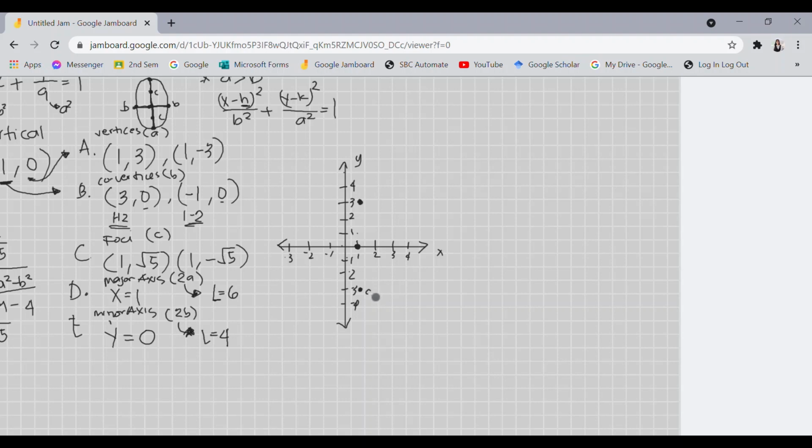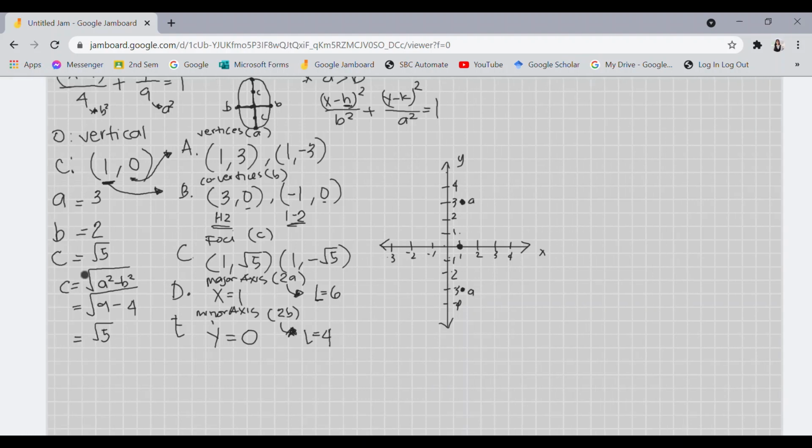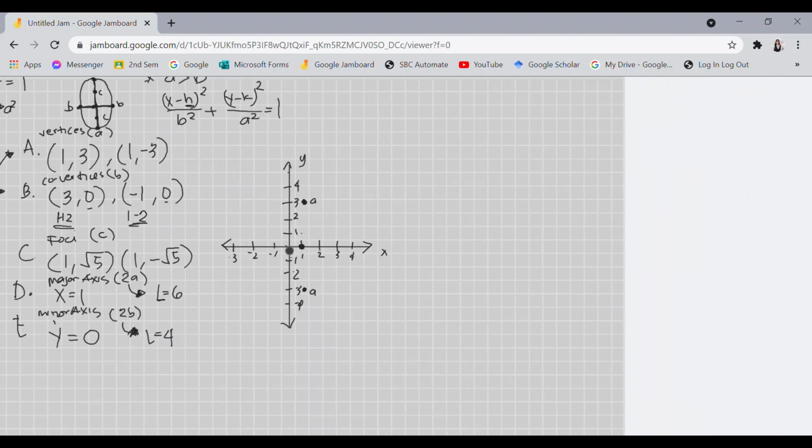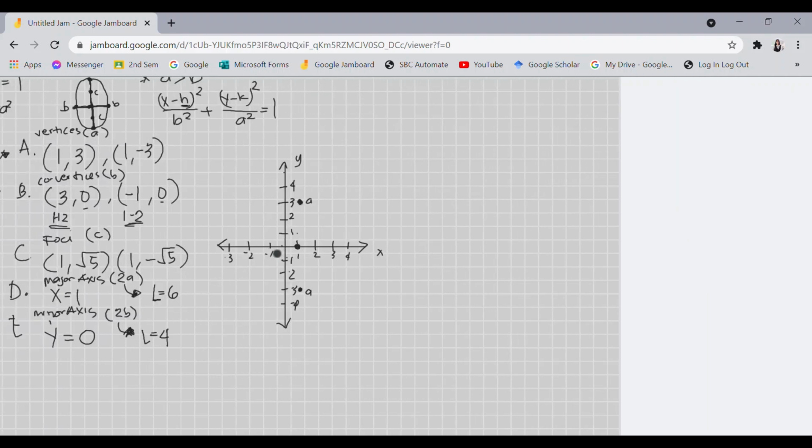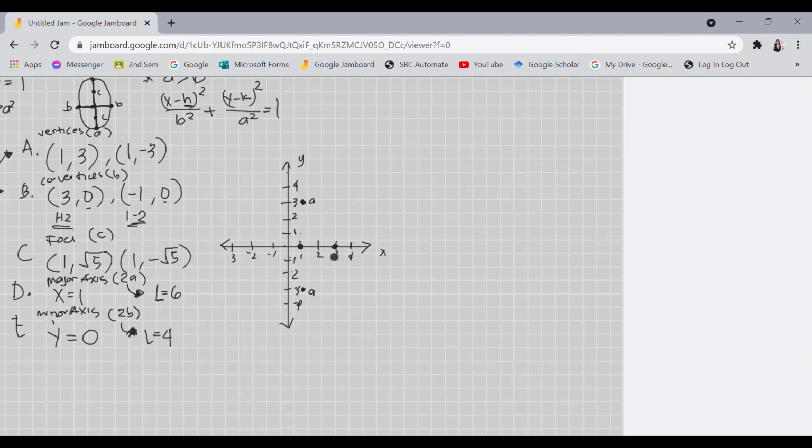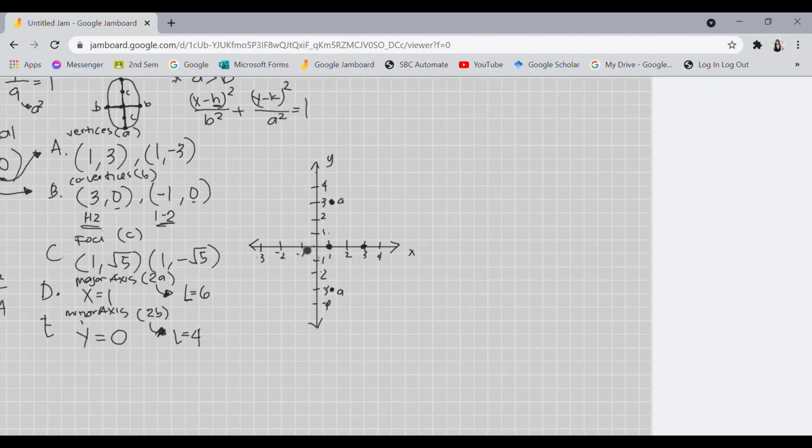These are your A. And then, for your B, you have 2 units. Horizontal naman kasi vertical. Eh, ang B ay sa minor axis, so horizontal siya. 2 units, so we have 1, 2. That gives us 3, 0. And then, you have 1, 2. That gives us negative 1, 0.